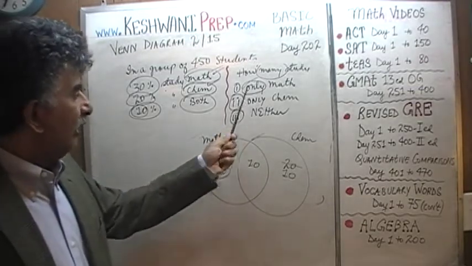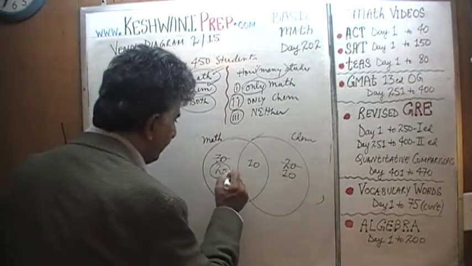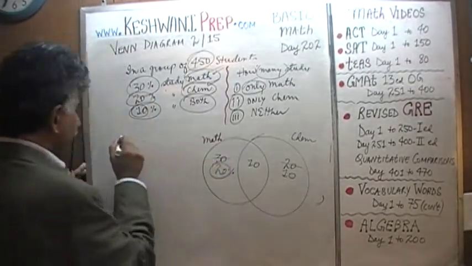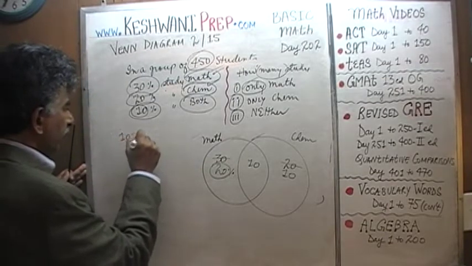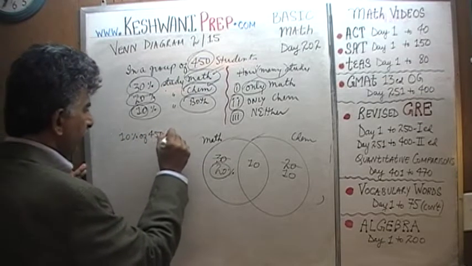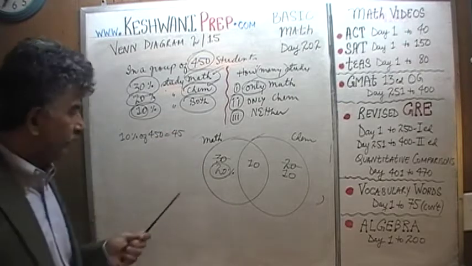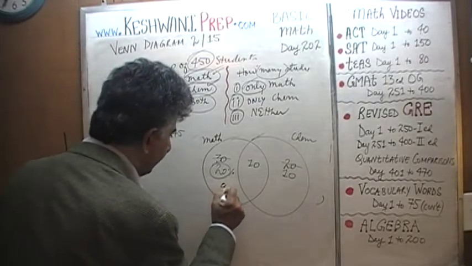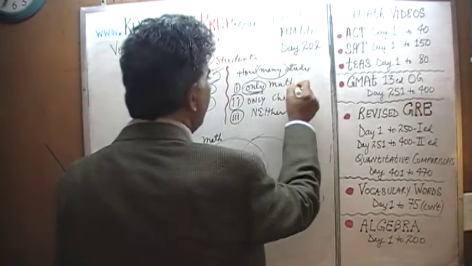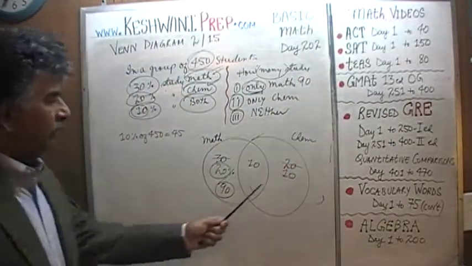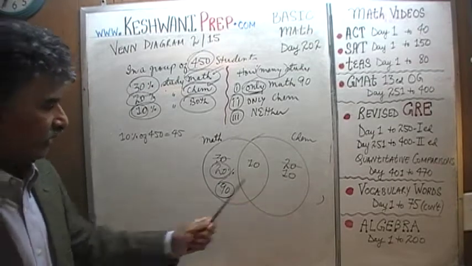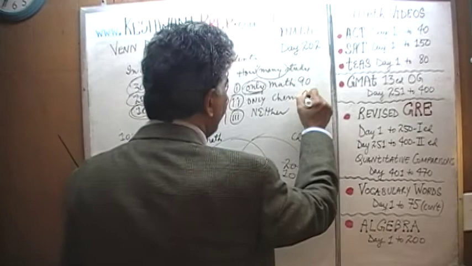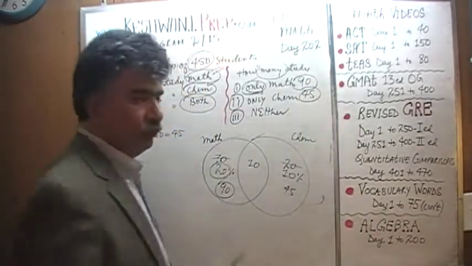How many study only math? Only math is right here, it is 20%. 20% of 450. We know 10% of 450 is 45. If 10% is 45, 20% is going to be 90. So how many study only math? The answer is 90. How many study only chemistry? Chemistry is 10%. 10% of 450 is going to be 45. So those two questions are done now.